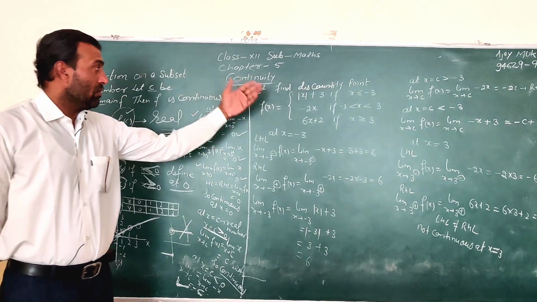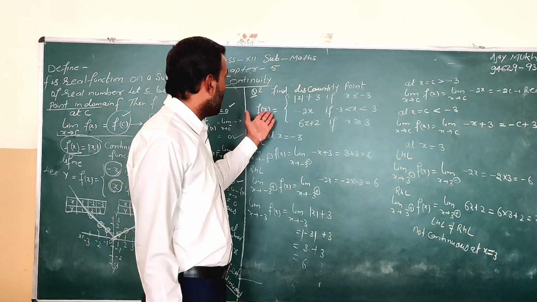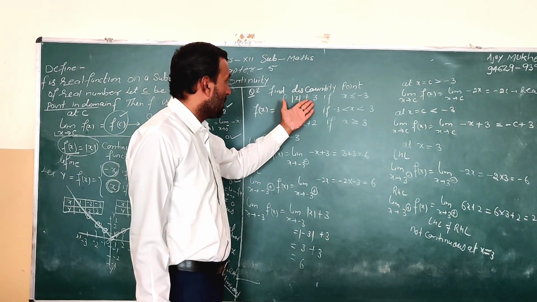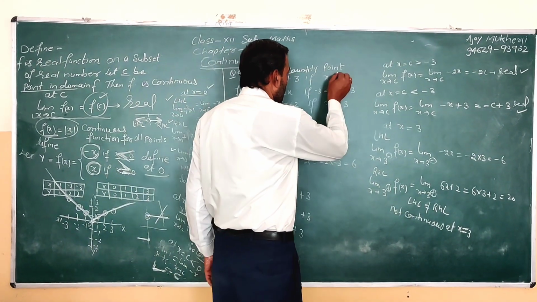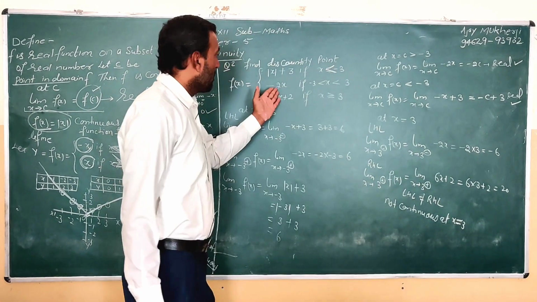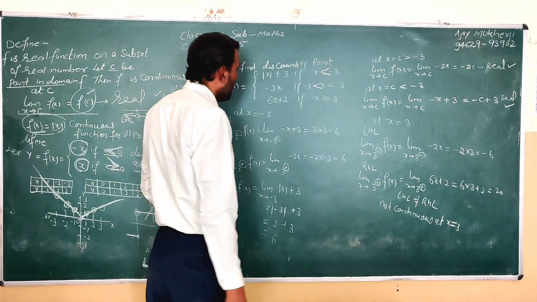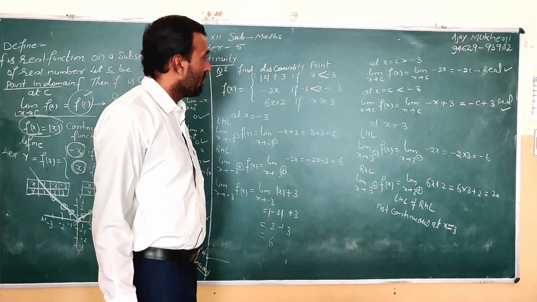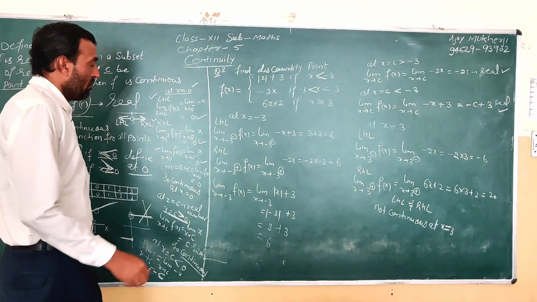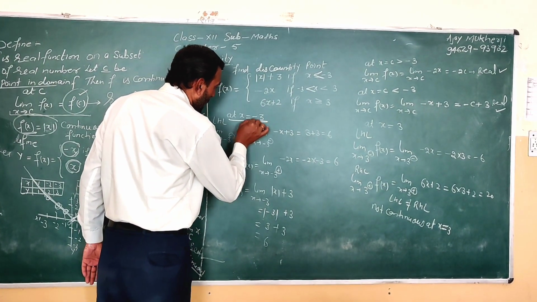Now one more question I am telling you. For the discontinuity point, the function is given: modulus x plus 3 if x is less than or equal to minus 3, minus 2x if x is greater than minus 3 and less than 3, and 6x plus 2 if x is greater than or equal to 3. So first of all we have to discuss at x is equal to minus 3.